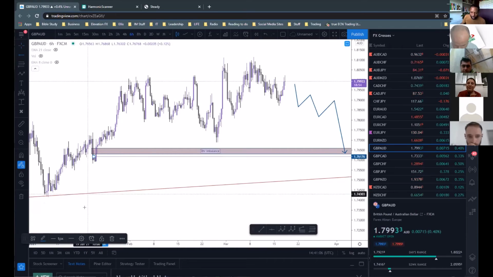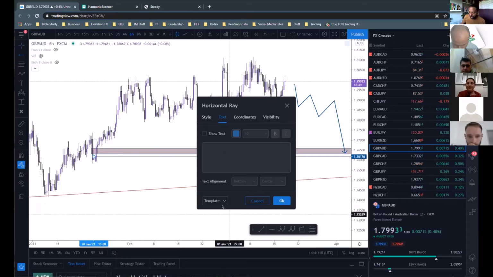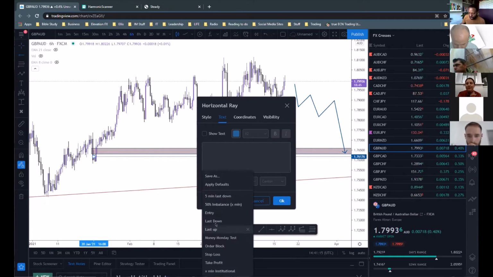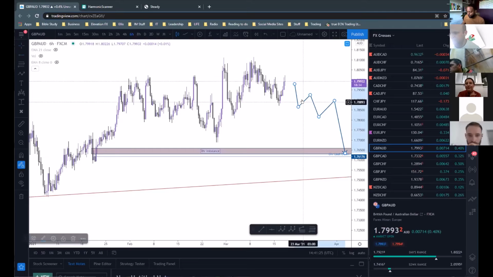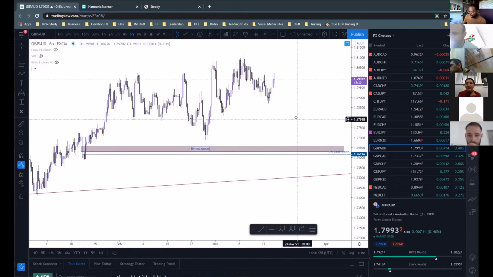And then on this entry candle, I've got some preset pieces of information. And this is on the 6 hour. I call it last down candle. Last down candle, 6 hour. Okay, so now we're starting to build a little picture for ourselves.